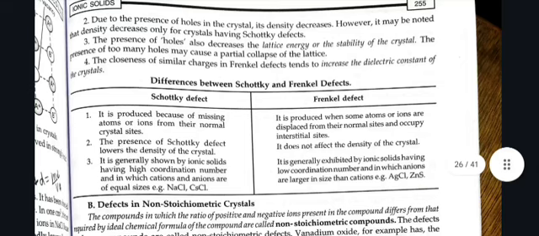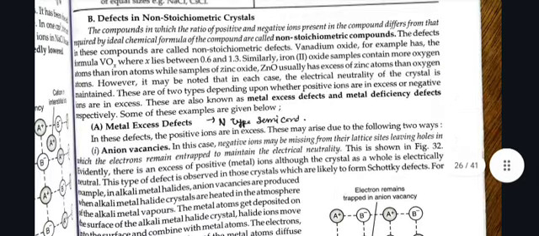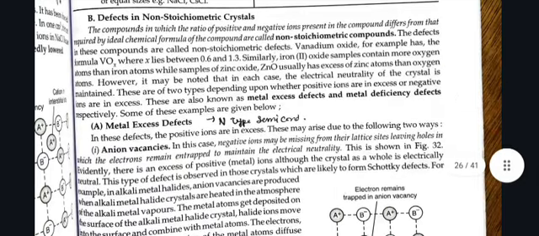Frenkel defect is generally exhibited by ionic solids having low coordination number and in which anions are larger in size than cations. Example, AgCl, ZnS. Now next comes defects in non-stoichiometric crystals. The compounds in which the ratio of positive and negative ions present in the compound differs from that required by the ideal chemical formula of the compound are called non-stoichiometric compounds. The defects in these compounds are called non-stoichiometric defects.